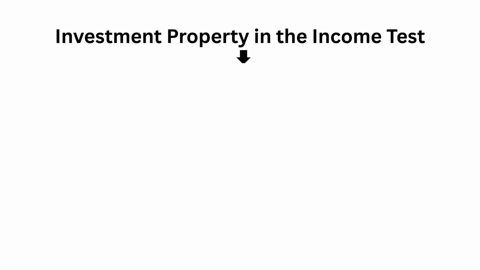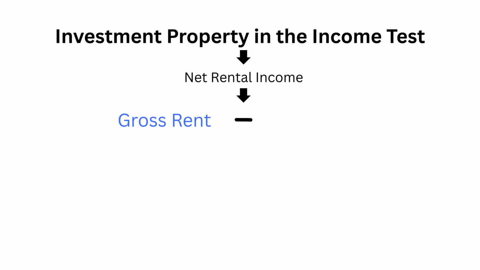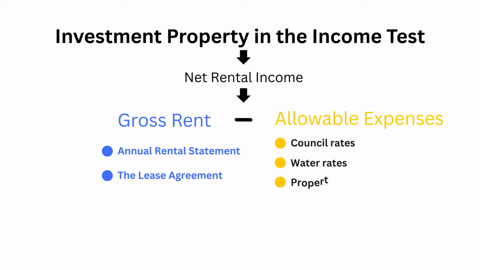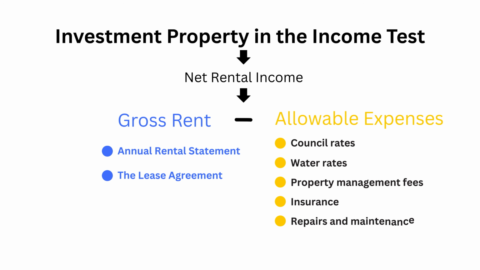What's included is the net rental income, which is gross rent minus allowable expenses. You can find the gross rent figure on your annual rental statement from your property manager or by checking the lease agreement. Allowable expenses typically include things like council rates, water rates, property management fees, insurance, repairs and maintenance, loan interest.